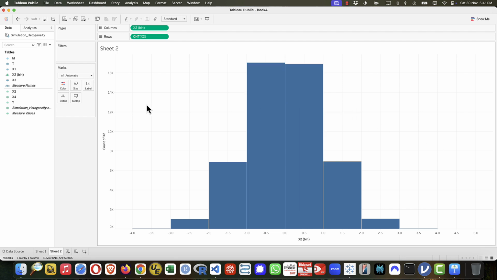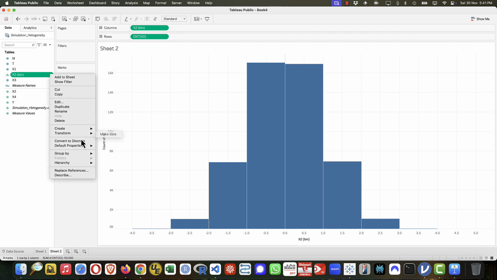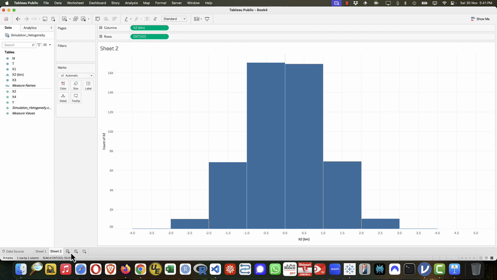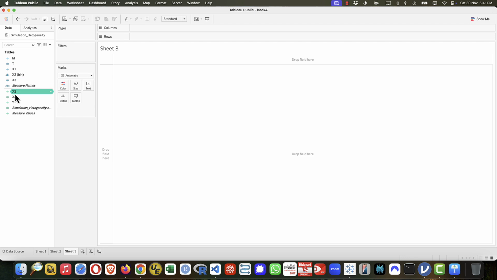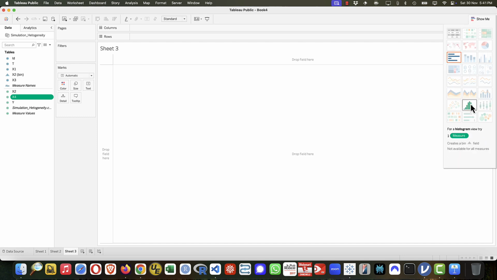Okay. One more thing to do here. You have to convert to discrete. If you don't do this, you're not going to be able to do the graphs that I'll do later. Okay. I'm going to do the same for x4. Notice there is no x4 bin here. It's going to be created when I create the histogram.